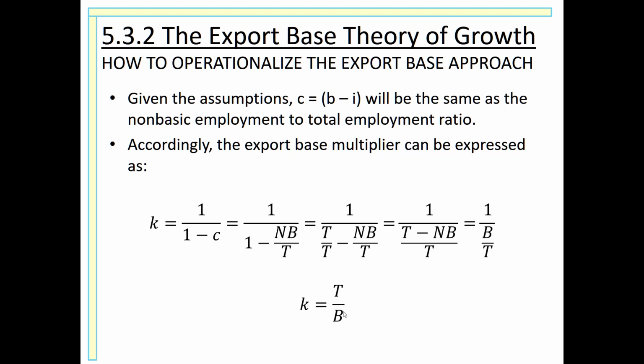That is one way to estimate the multiplier. It is very inaccurate because it depends on many assumptions, but it's very cheap and very easy to calculate. You just get total employment and divide by the number of export employment.